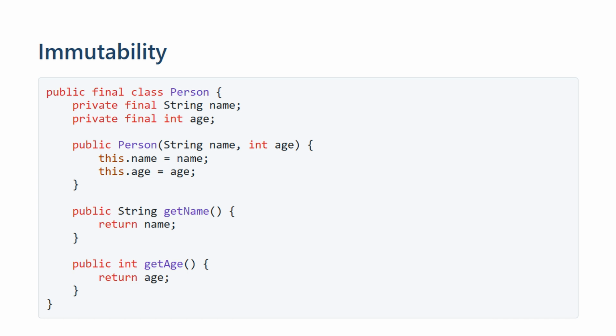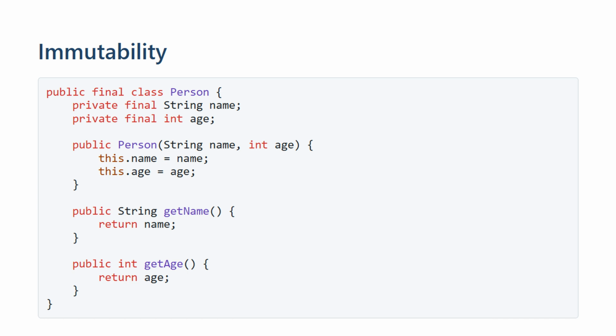Once you set its fields in the constructor, that's it. No setters, no mutation. Why is this so powerful? Because immutable objects are inherently thread-safe, easier to reason about, and less prone to bugs caused by unexpected changes. Notice the key points. The class is final, the fields are private and final, and there are no setters.